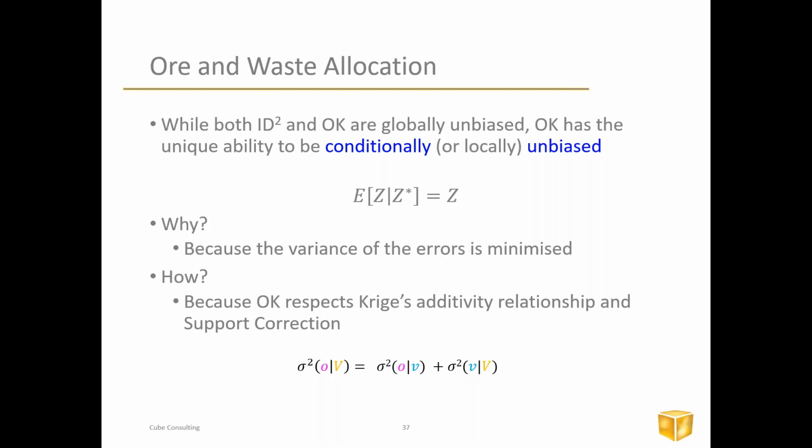So what does it mean? It means that if we fix the estimated grade and we look at the true grade on average, it's going to be equal to the estimated grade. So how is that possible? Because we minimize the variance of the error. And how do we make that happen? Because ordinary Kriging is working in a probabilistic framework and is using the variogram for the estimation.